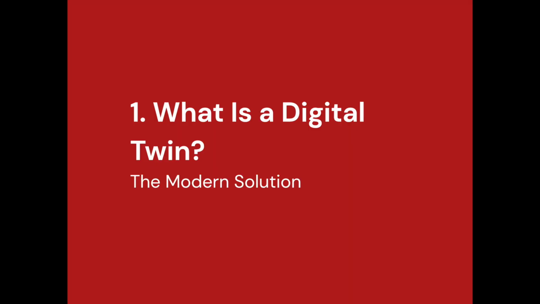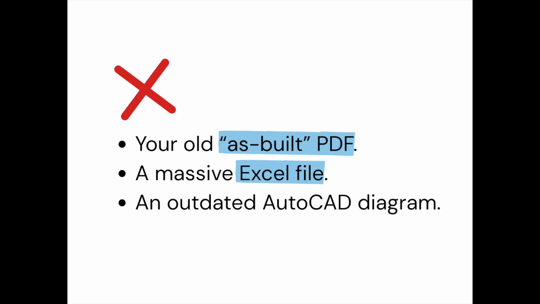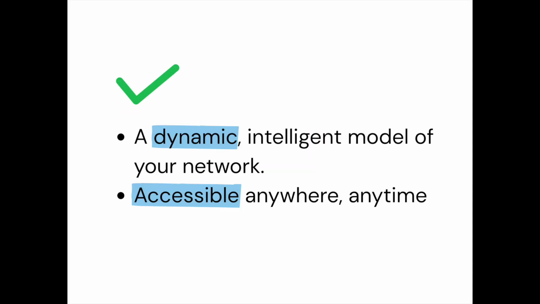So what's the answer? What's the modern solution to all that mess? Well, it all comes down to a powerful concept called a digital twin. It is a total game changer. So let's break down what it is and what it isn't. First off, a digital twin is not that static, as-built PDF that's been sitting on a server for years. It's definitely not that monster Excel file that only one person in the office knows how to use. A digital twin is a living, dynamic model of your network. It's an intelligent, predictive tool that you and your team can access from absolutely anywhere at any time.